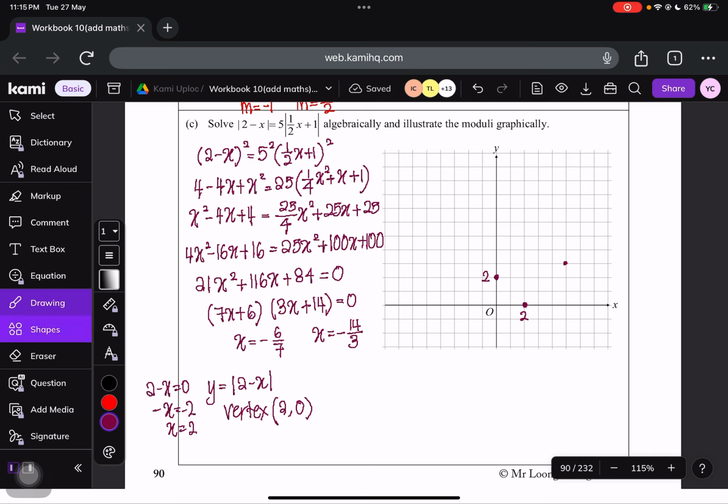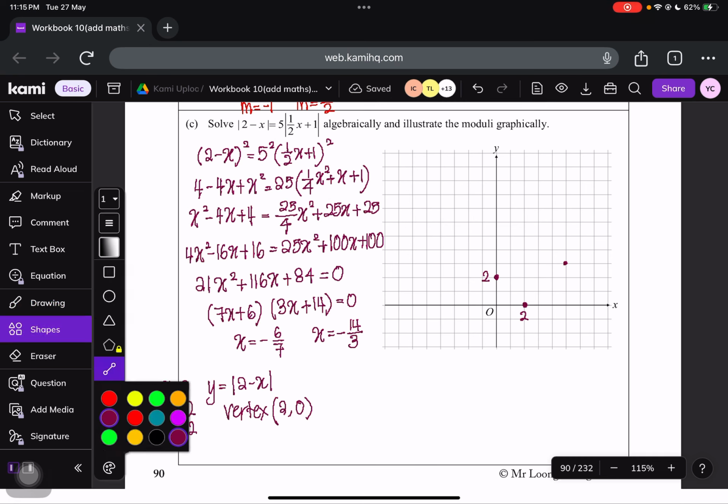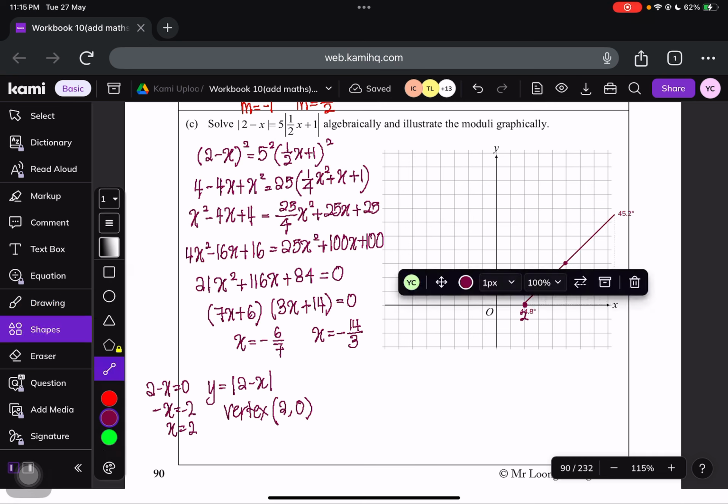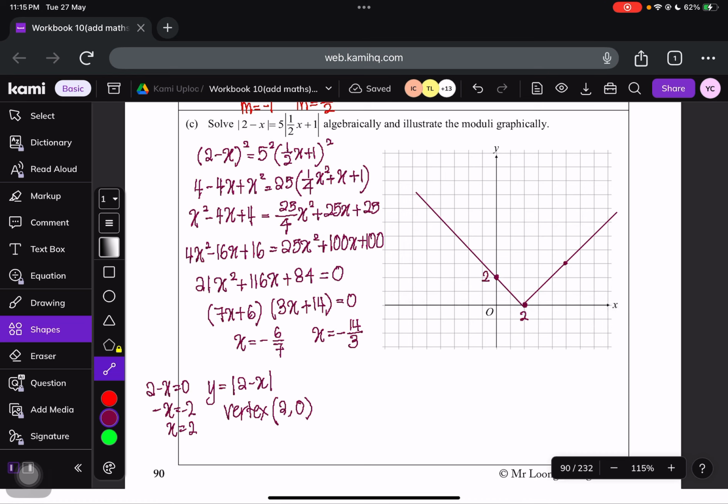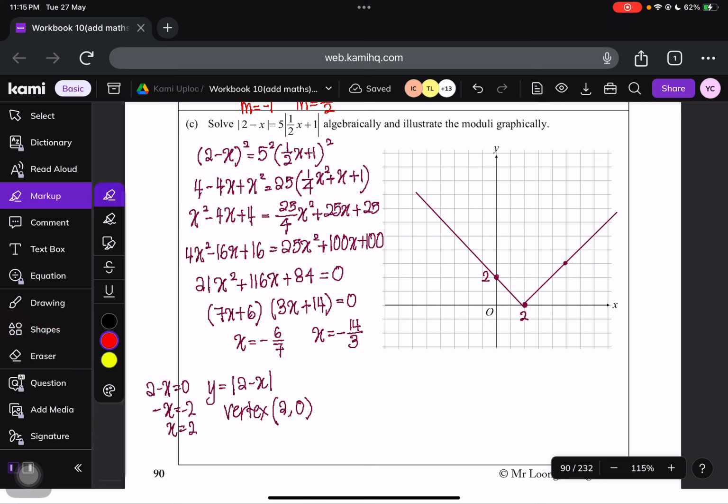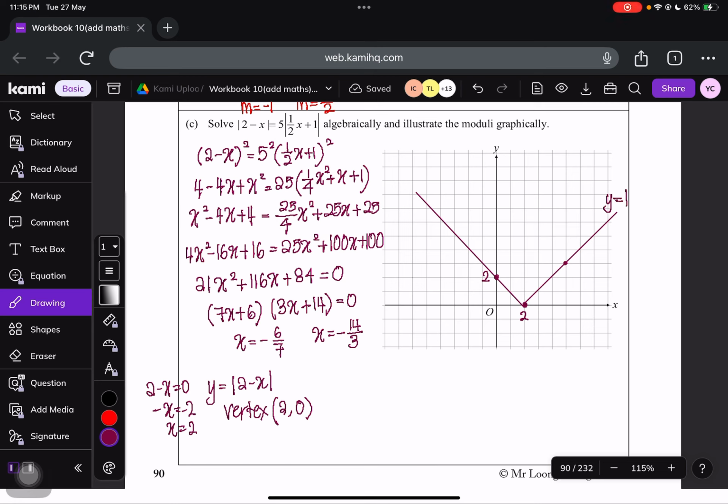Okay? That's why, when I draw the graph, it will look like this now. This is my point. The other one is like that. I think it's like this. Yeah. So don't forget to label your graph. Draw longer. It's okay to draw the whole graph. Draw longer, because sometimes you must make sure that they cross. So this is the y equals modulus of 2 minus x graph.